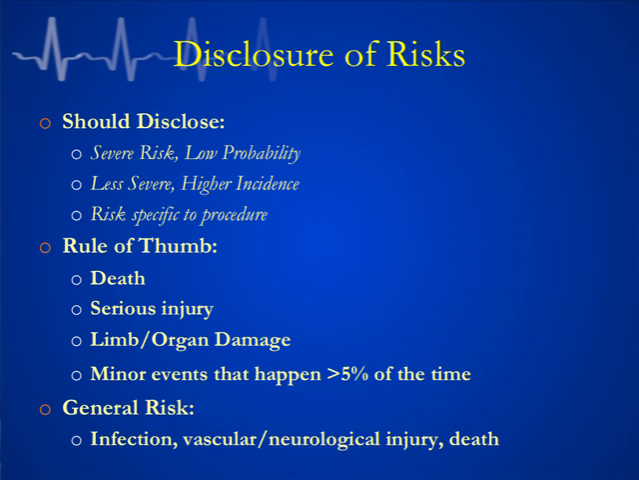Less severe and higher incidence, or a risk specific to that procedure. If you put a subclavian central line in, you may get a pneumothorax. It's usually very specific to that procedure. Now, the rule of thumb: anything like death, serious injury, limb or organ damage. If you mention those things, for the most part, you're okay. Minor events that happen greater than 5% of the time is a numerical answer for those mathematically inclined people, like Dino. I'm just pointing you out, Dino. General risks: infection, vascular or neurological injury, or death.